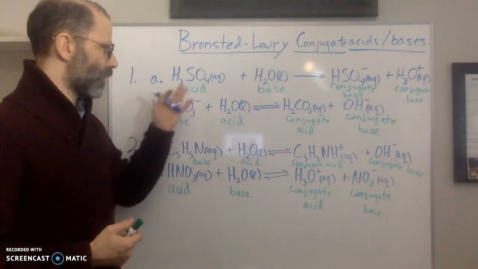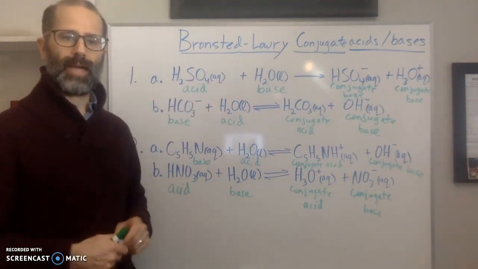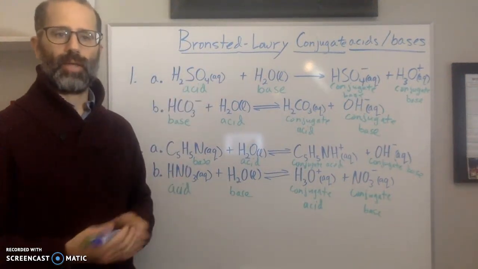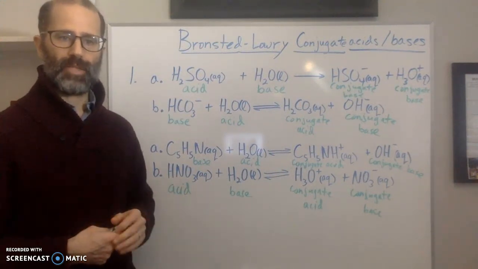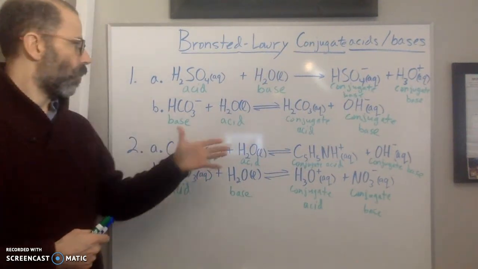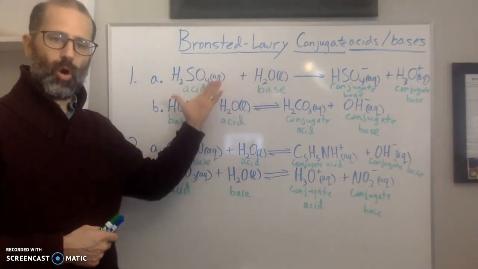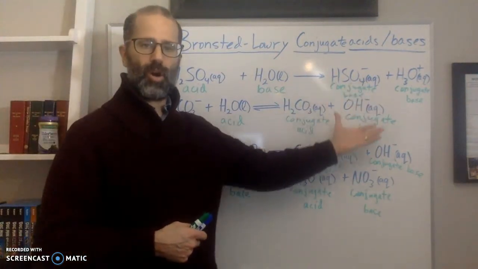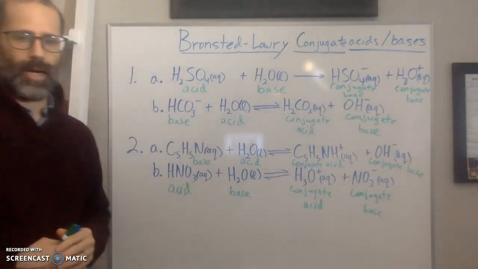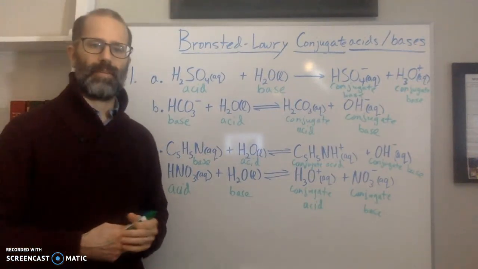That is how you can determine and identify what the conjugate acids and bases are, or what the acids and bases are. Again, you'll notice that acids and bases are only on the reactant side. Conjugate acids and bases are only on the product side. So you need to keep that straight.